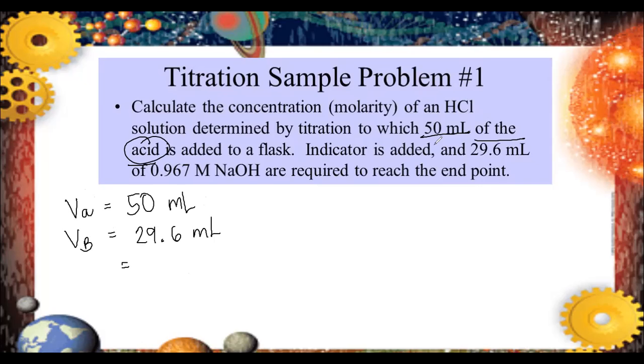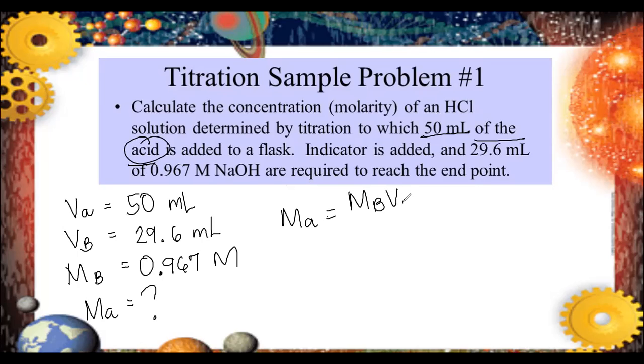Next, 29.6 ml of 0.967 moles. Okay, so this one is our molarity of the base. All right. So, what is the required po to reach the end point? So, our missing here is the molarity of the acid. All right. So, we need the formula for MA. That is MA equals MB times VB over VA.